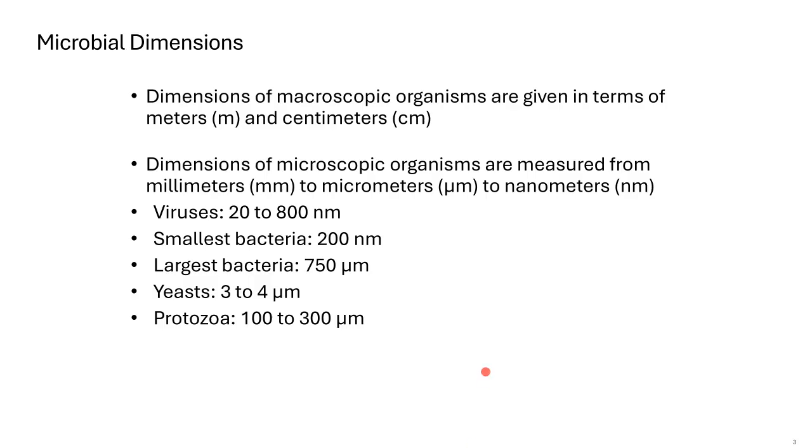So, microbial dimensions. I do not want you to memorize how large or small different types of microbes are. What I do want you to have an idea of is that viruses are generally the smallest, and then there are small bacteria, then larger bacteria, then yeasts, then protozoa. And fungi are usually long filamentous strains of cells. So once they get to that size, you can actually see them with the naked eye.